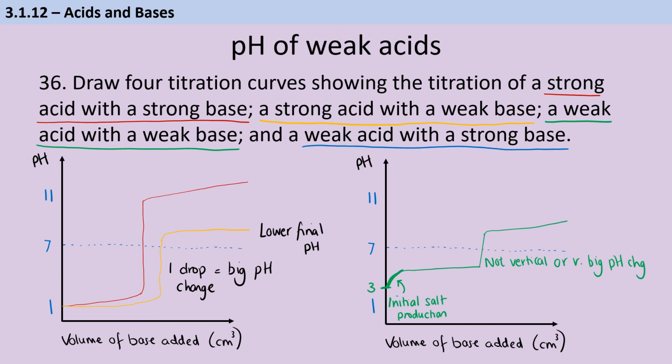Then finally we're going to look at a weak acid with a strong base. So again here we're starting from a slightly higher pH, so something like pH 3. And the initial part of the graph is going to look quite similar, although it might happen slightly more quickly. And then we are going to have that vertical kick where we have the equivalence point, and then similar at the top.